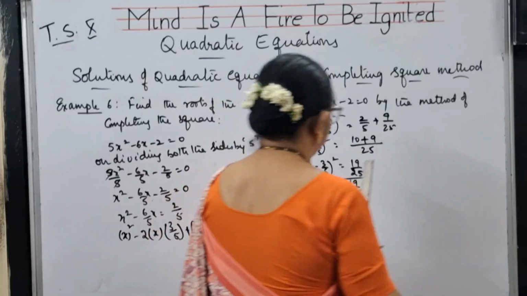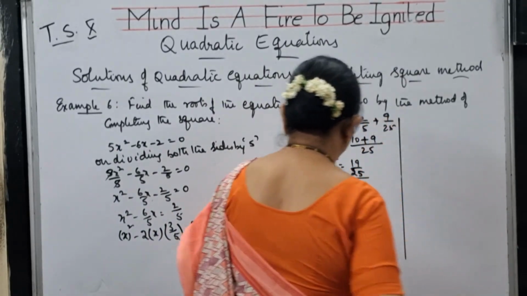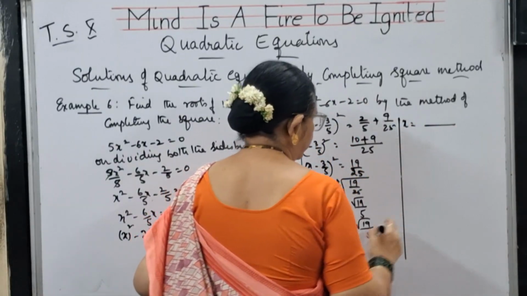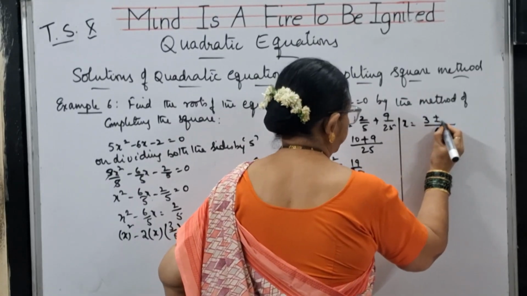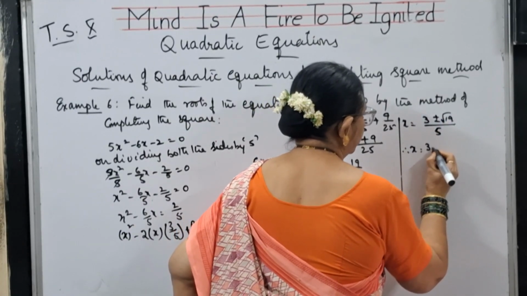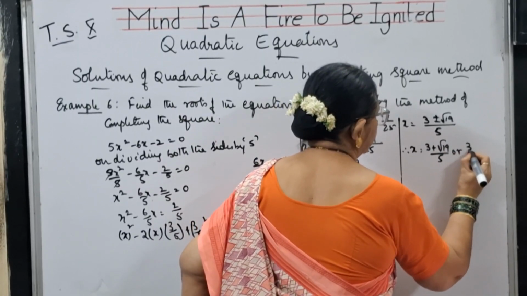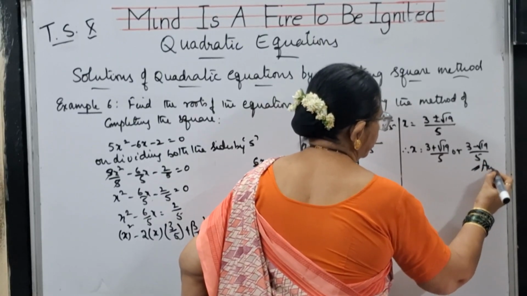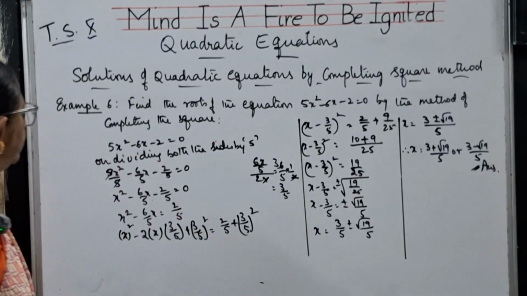So let us continue this. Here x is equal to, taking the LCM as 5, 3 plus or minus root 19. That means x is equal to 3 plus root 19 by 5 or 3 minus root 19 by 5. This is the answer for this problem, children. Please note it down.